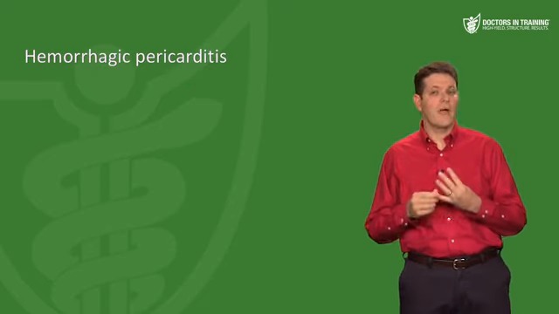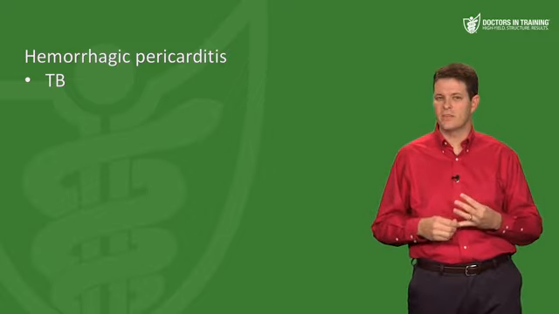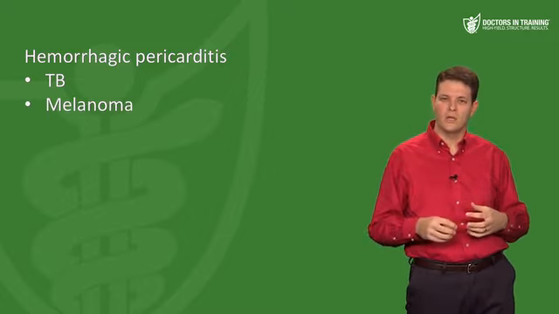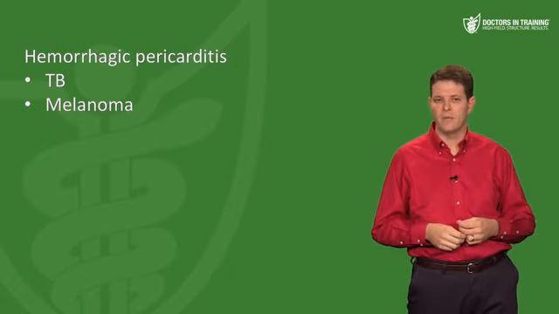Sometimes you can have hemorrhagic pericarditis due to tuberculosis or malignancy, specifically melanoma. For whatever reason, melanoma likes to metastasize to the heart. It goes to lots of different places, but it's one of the more common cancers that causes cardiac mets.